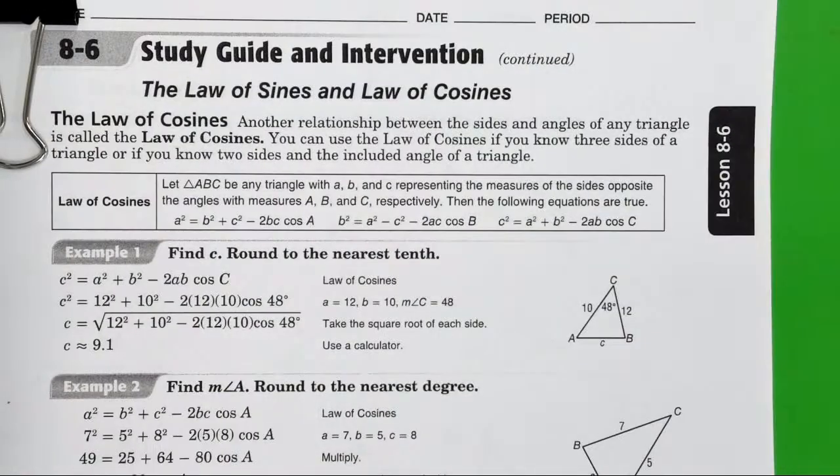All right, so second part of 8.6, we have the law of cosines. And the law of cosines is if you know three sides of a triangle, or if you know two sides and the included angle of a triangle.